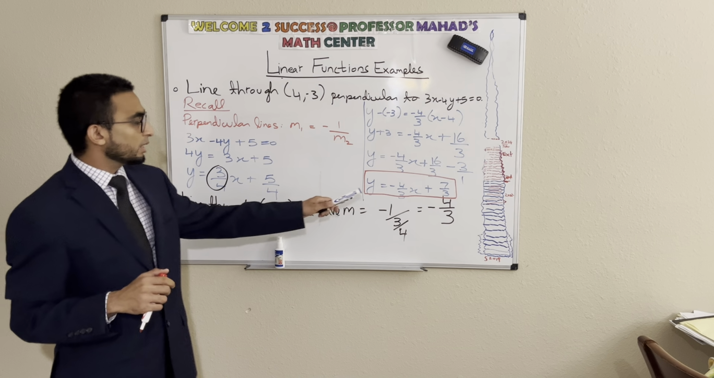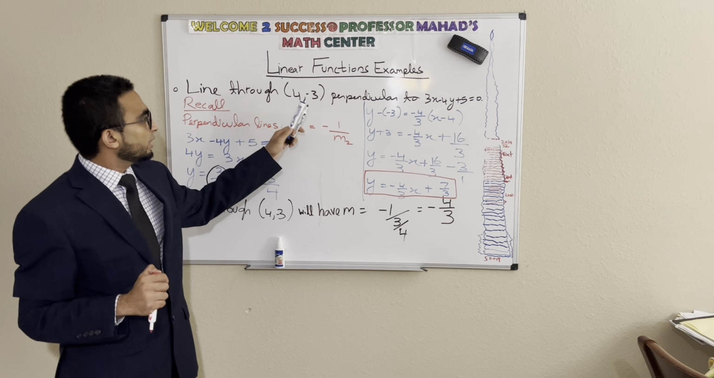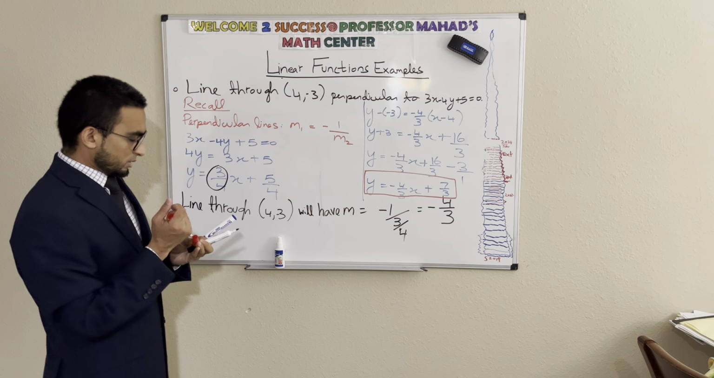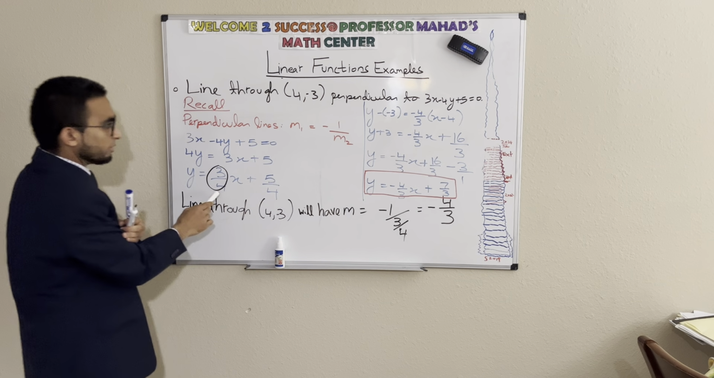So that is the equation of this line passing through 4 and -3, perpendicular to the line with gradient 3 by 4.